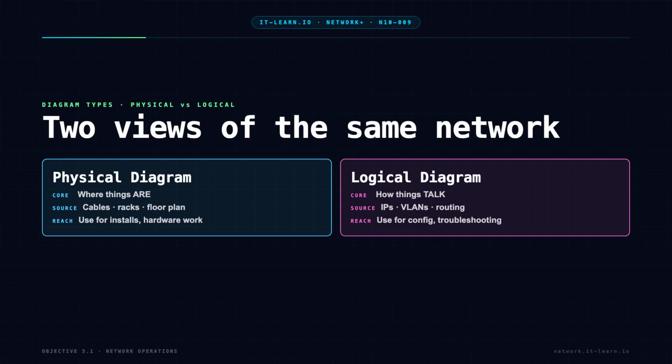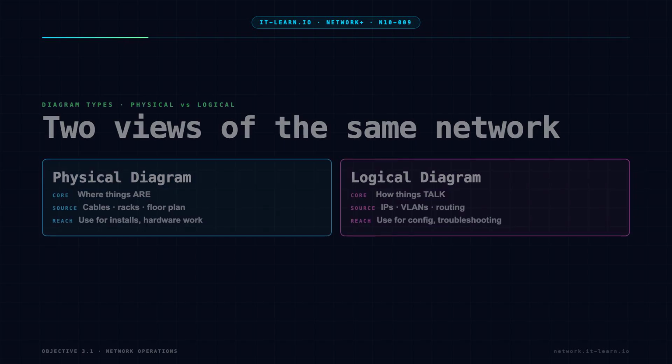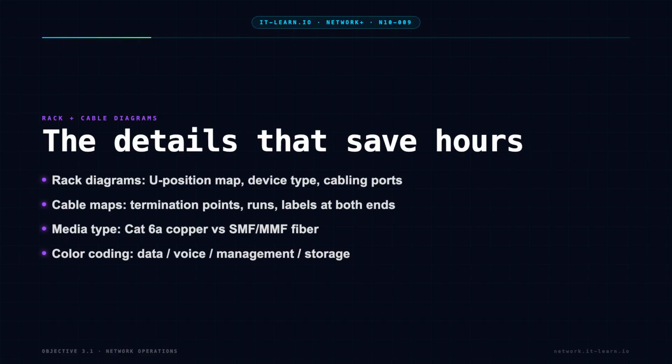Rack diagrams show the specific placement of equipment within server racks, including which devices are in which rack positions. These diagrams help with planning rack space, managing cooling, and locating equipment during maintenance. Cable maps and diagrams document cable routes, termination points, and cable types throughout the facility. They show which cables connect which ports and where cables are routed through the building.